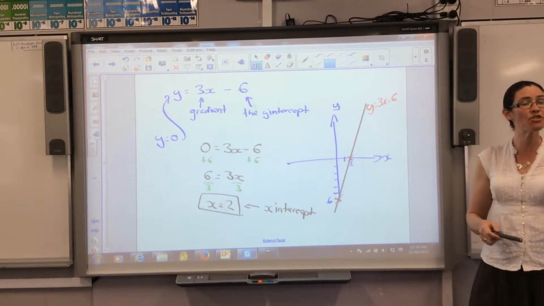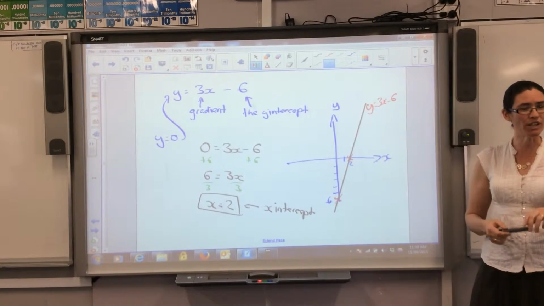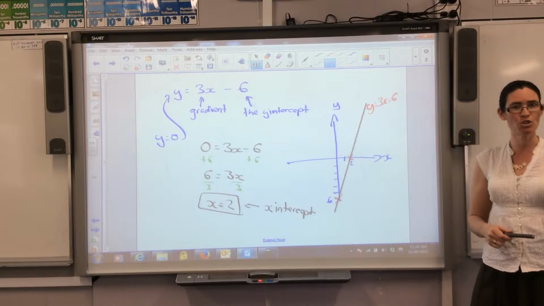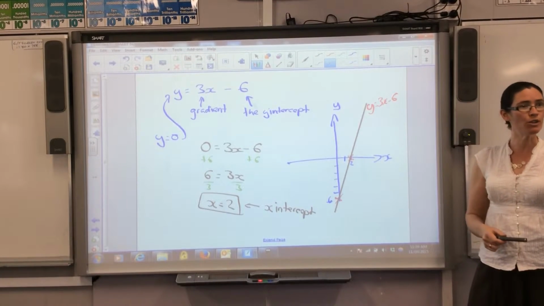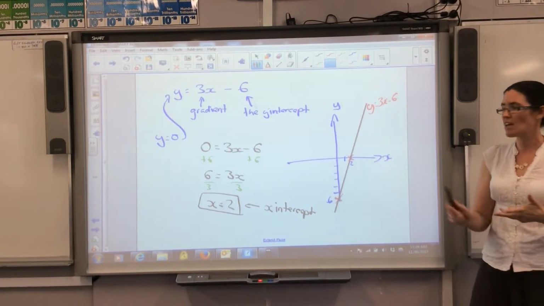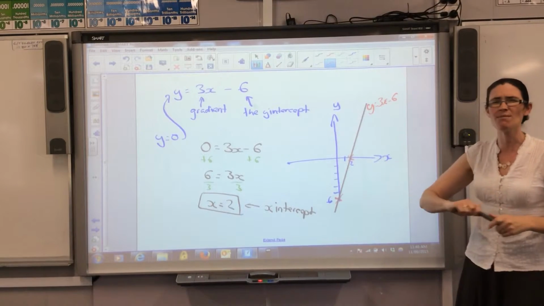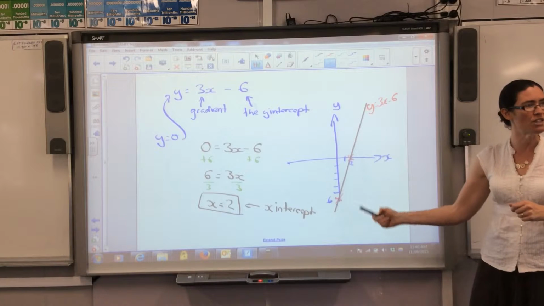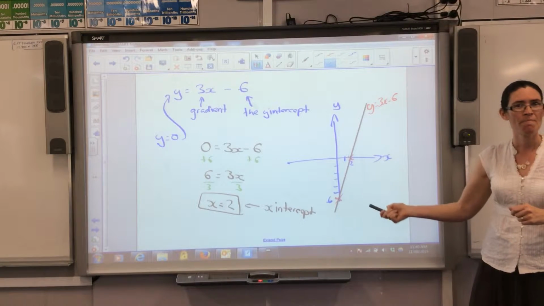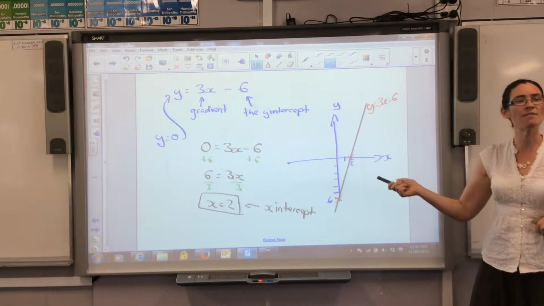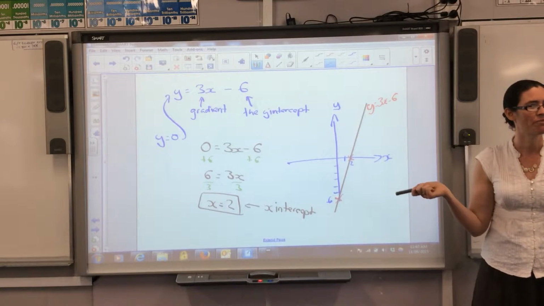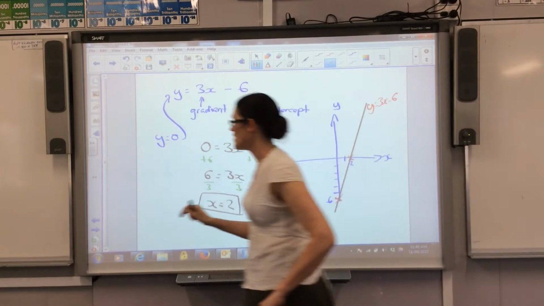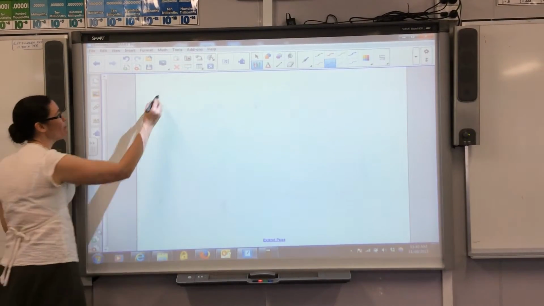Okay, so now you have 3 ways of drawing a graph: from the table of values, from using the gradient and y-intercept, and from the 2 intercepts. Can anyone think of an equation that this third method is not helpful for? There are some graphs where it's really unhelpful. It's a straight line, not a circle graph. What about this one?